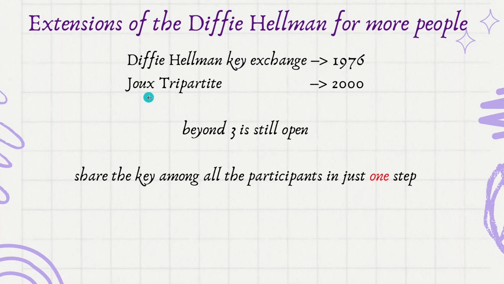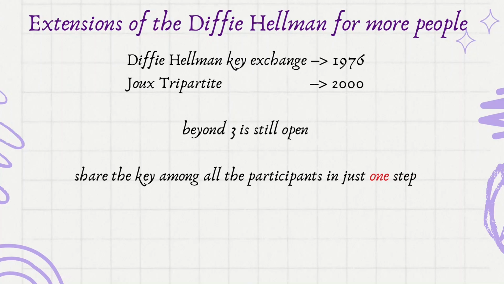This was given by Joux. I don't remember his full name, but yeah, Joux tripartite. Tripartite because it's for three people. And for beyond three, it's still not known. There is still no efficient algorithm to do it in just one step. And that's a requirement for this thing, to be able to exchange or share the key among all the participants in just one step.